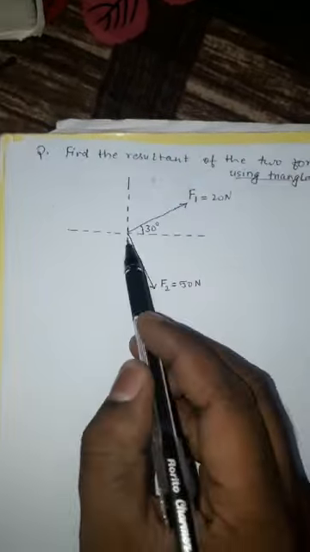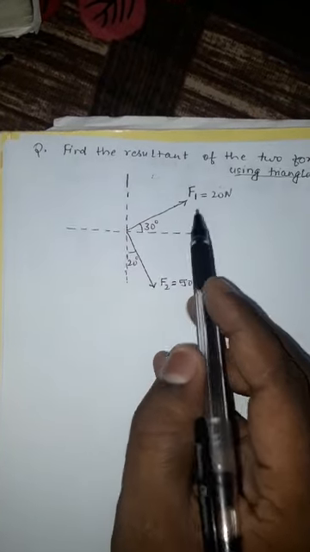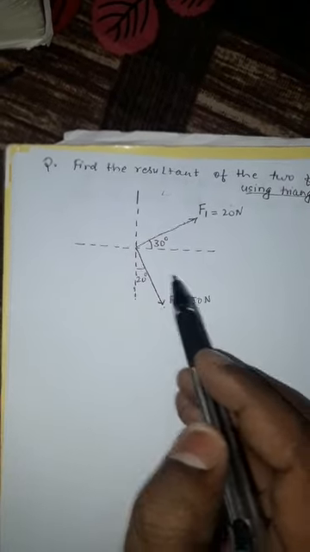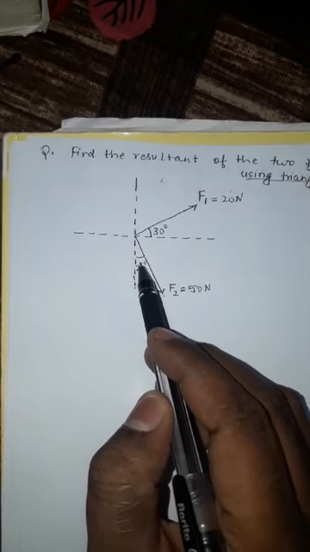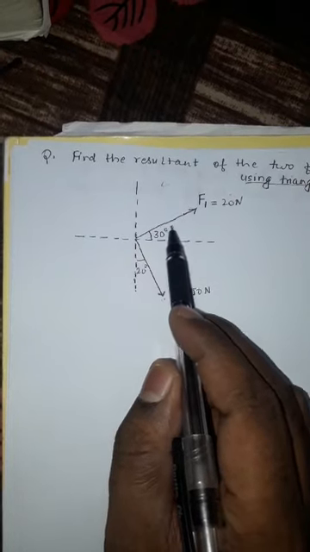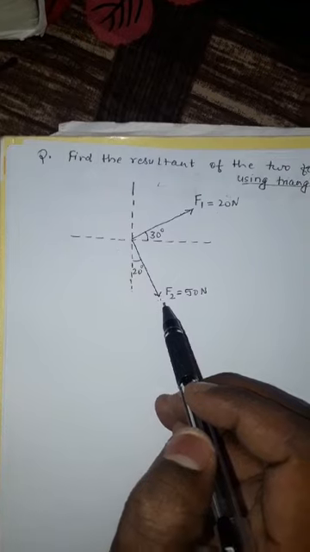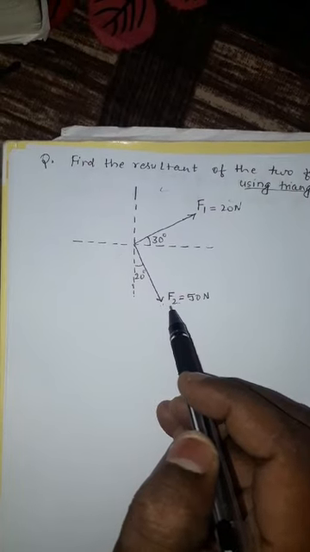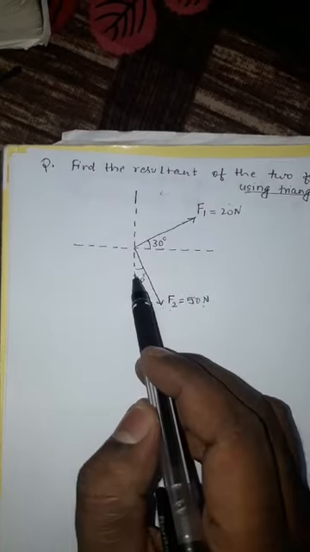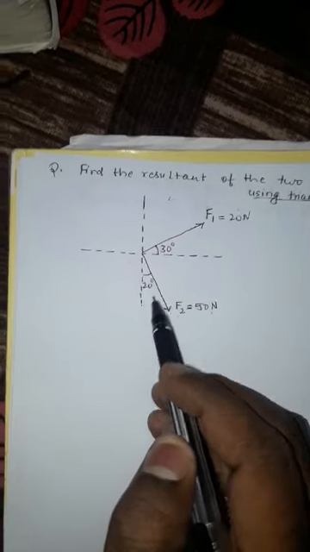In this figure they have given you two forces, F1 equal to 20 Newton and F2 equal to 50 Newton. They have given you the angle made by F1 as 30 degrees with the horizontal, and the angle made by force F2 equal to 50 Newton is 20 degrees with the vertical.